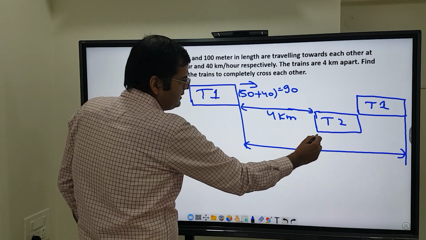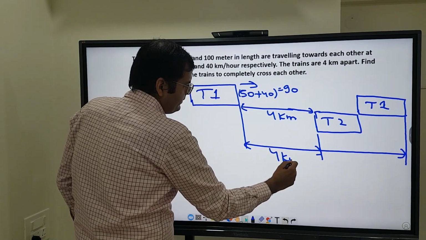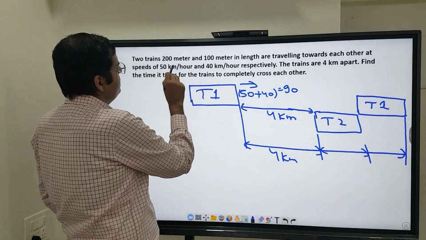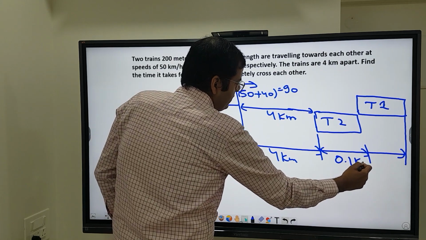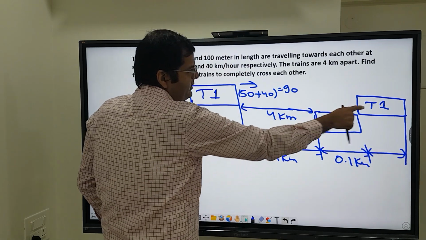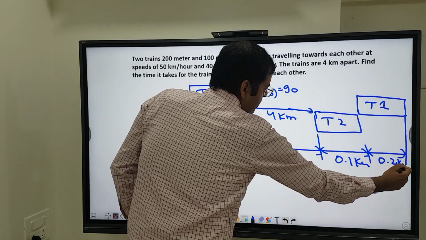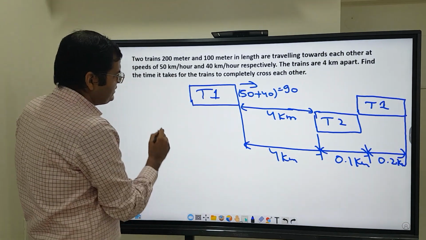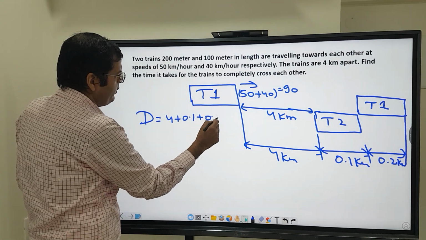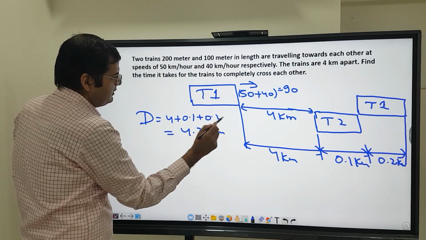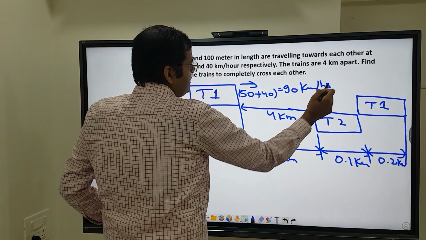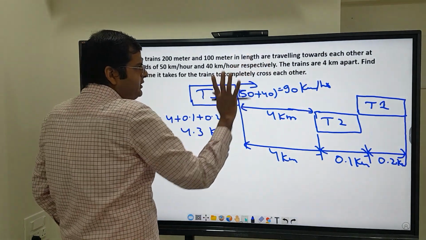This is composed of this distance, first of all, 4 km, plus this distance, which is the length of T2. The length of T2 is 100 meter, so that is 0.1 kilometer. And finally the length of T1, which is this length of this train T1. After it completely crosses, it goes over there. So that is 0.2 kilometer, which is 200 meter. So the total distance traveled by the starting point is 4 plus 0.1 plus 0.2, which is equal to 4.3 kilometer. That is the total distance traveled. The speed of travel is 90 km per hour. Why? Because it has to be 50 plus 40, because we have assumed T2 to be stationary.